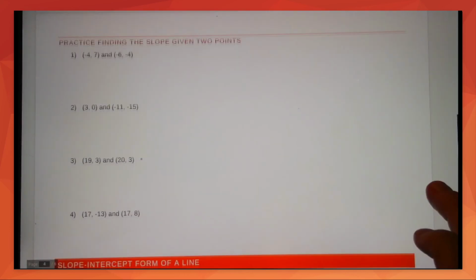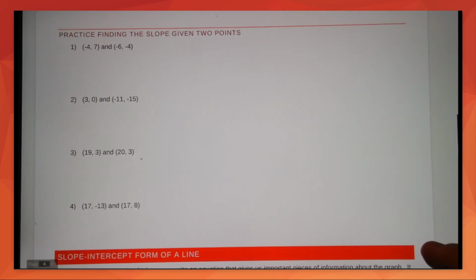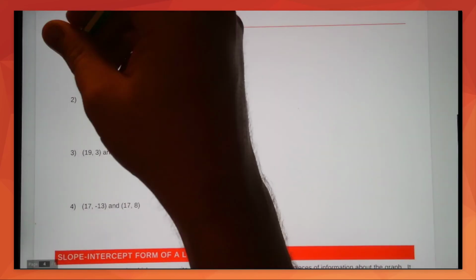On our next page, we have some practice problems for finding the slope given 2 points. What we're going to do here is I'm going to go through the first one with you, have you practice the other 3, and then give you the answers, okay? So I'm going to call this point 1 and point 2. Let's define what that means.